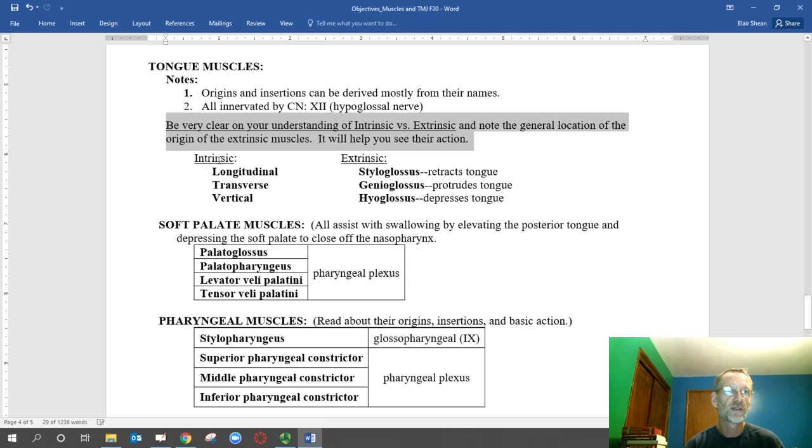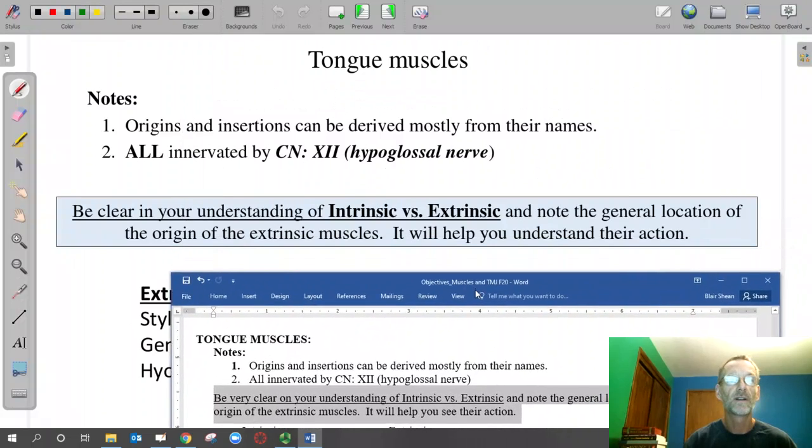So if we have intrinsic muscles, the definition is that both the origin and the insertion are intrinsic to the tongue, inside the tongue. Extrinsic muscles of the tongue, it's the origin that's outside the tongue. The insertion of all of these is in the tongue. The difference is where is the origin. Okay, so with that said, let's jump into the slides.